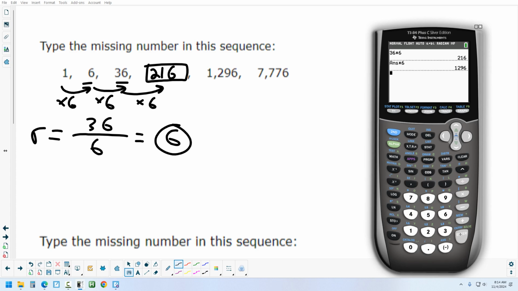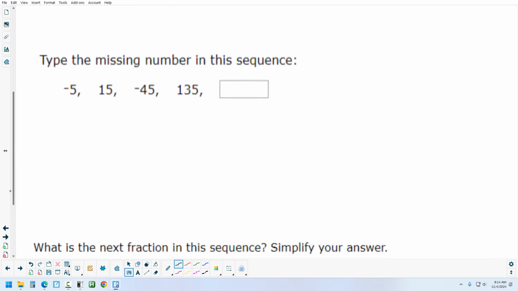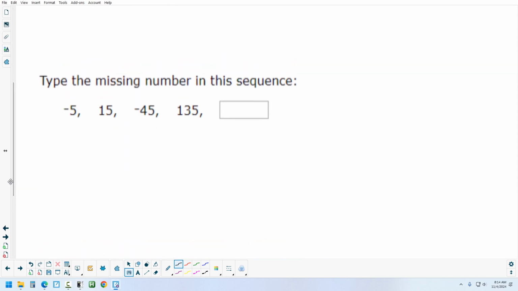Okay. Let's try this one. All right, I want to figure out the number that's going to go in that box. What's the first thing that I have to figure out? And we've been labeling this thing with a single letter. Yep, we're going to find R, common ratio. Can someone give me a calculation I can do based off the numbers right there that will help me to find R?